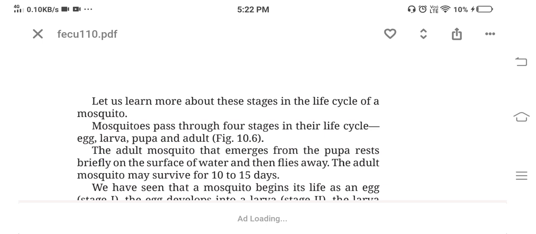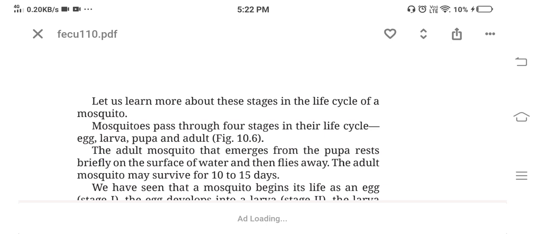Let us learn more about these stages in the life cycle of a mosquito. Mosquitoes pass through 4 stages in their life cycle: egg, larva, pupa and adult. The adult mosquito emerges from the pupa, rests briefly on the surface of water, and then flies away. The adult mosquito may survive for 10 to 15 days.